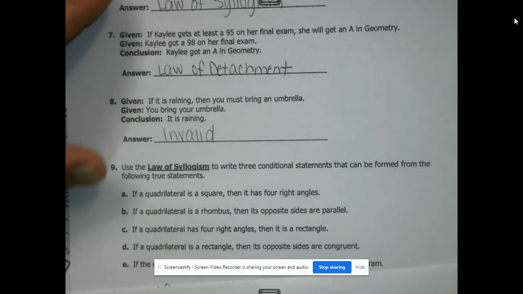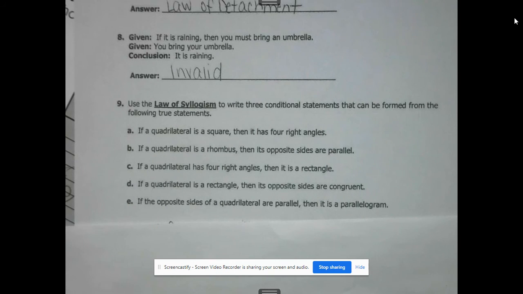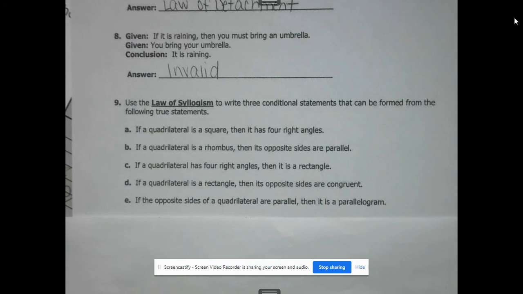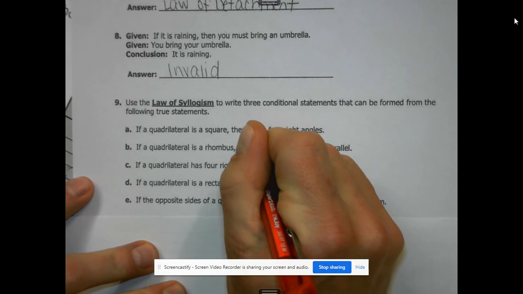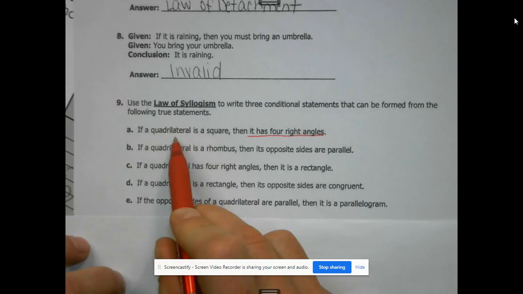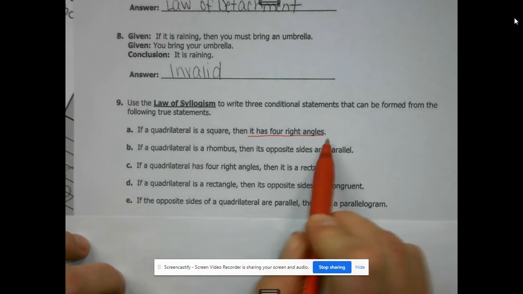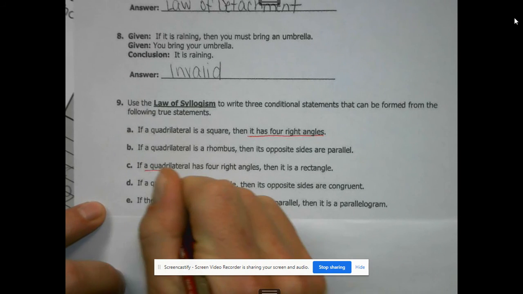All right, guys, here's a little tougher exercise here. It says use law of syllogism to write 3 conditional statements that can be formed from the following true statements. Okay, so let's work with the first one right here. For law of syllogism to work, my conclusion has to match the hypothesis of the first. So I'm looking for one of these to say it has 4 right angles. No. Hey, here it is right here.